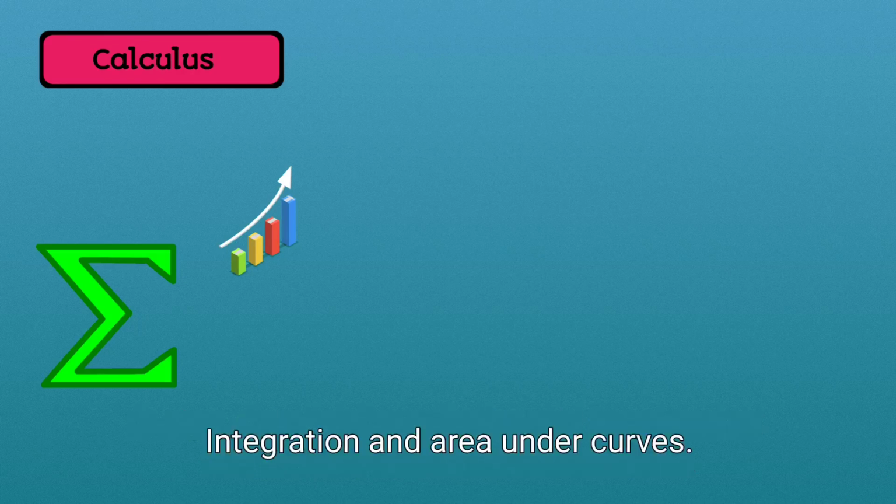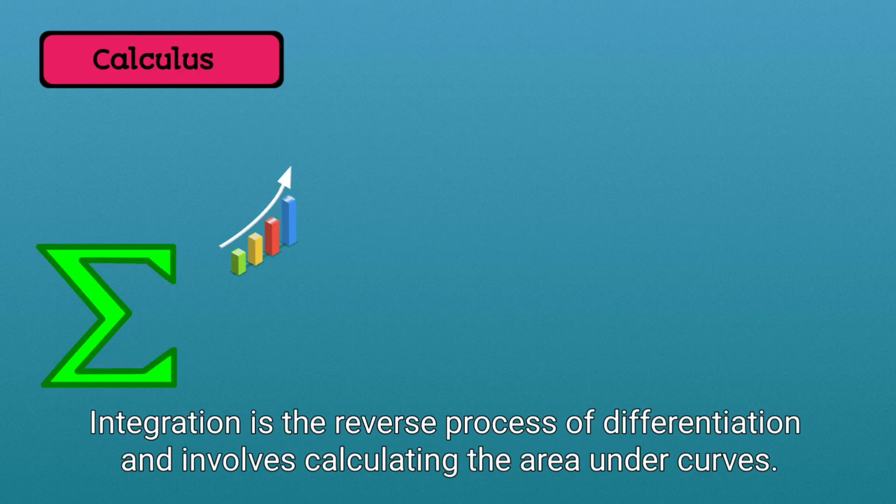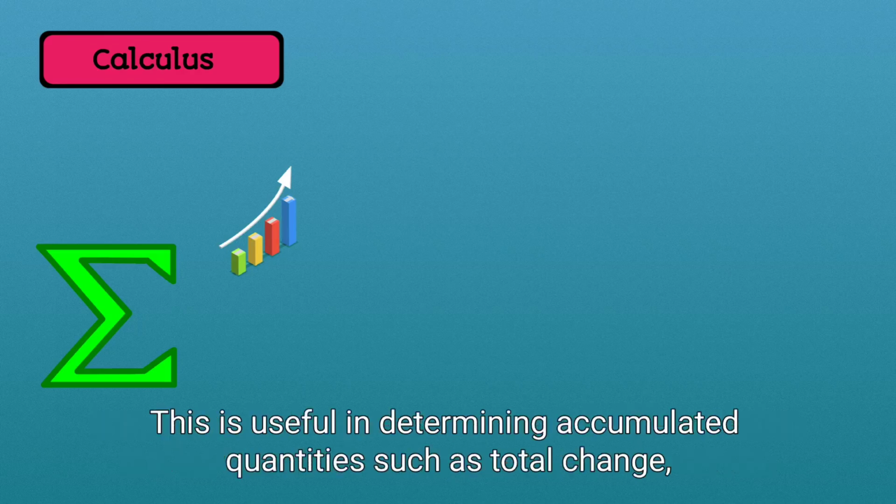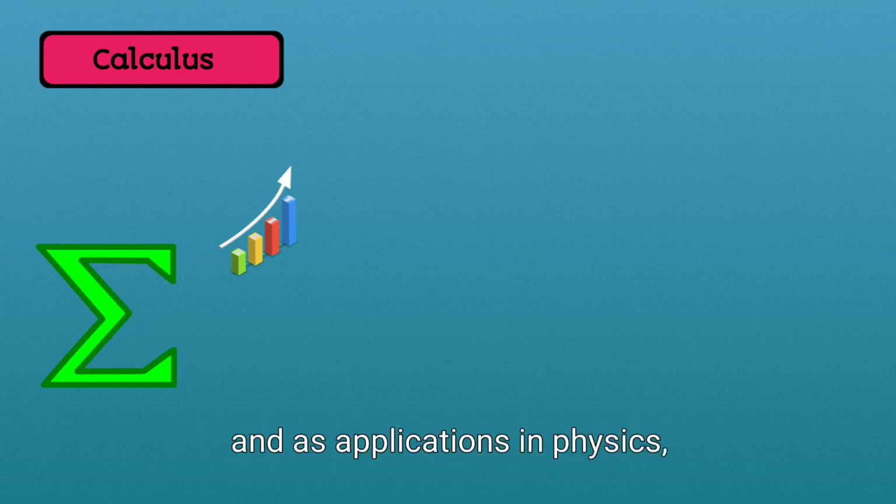Integration and area under curves. Integration is the reverse process of differentiation and involves calculating the area under curves. This is useful in determining accumulated quantities, such as total change, and has applications in physics, economics, and engineering.